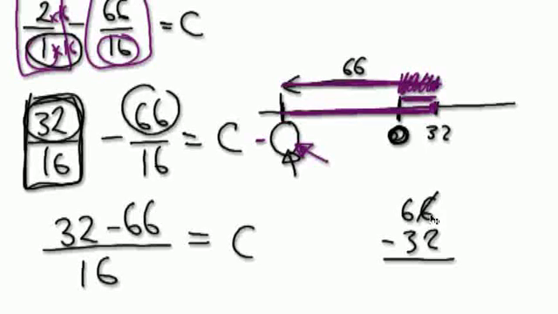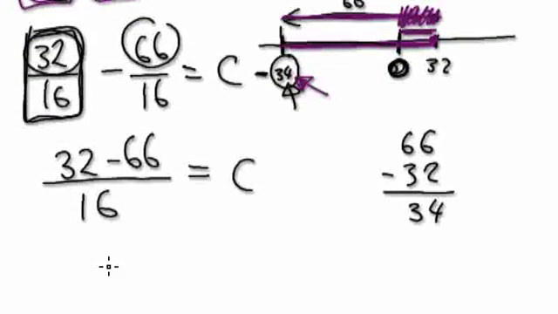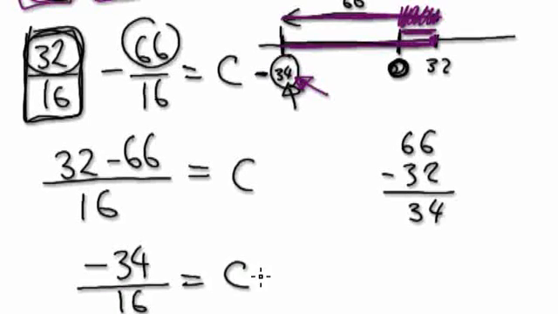So this would be 6 take away 2 would be 4. This one, 6 take away 3 would be 3. So the length here is 34. But because we're in the negative realm, let's just stick a minus in front of it. So 32 take away 66 is minus 34. Okay, over 16 equals c.